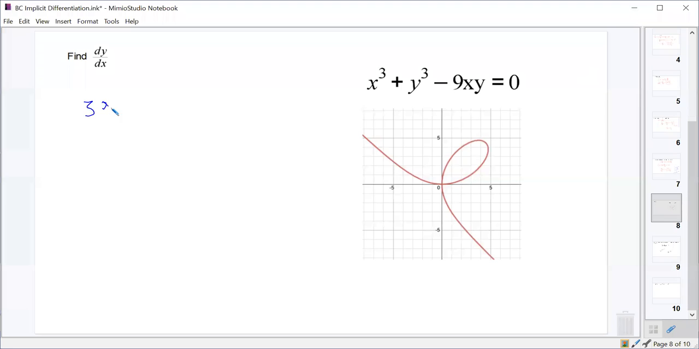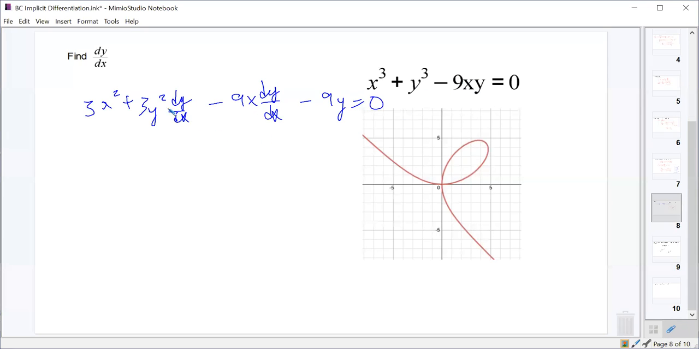Should get 3x squared plus 3y squared dy/dx, and then minus 9x times y. So I'm going to do this as minus 9x is one function and y is the other. So I'll say minus 9x dy/dx, and then minus 9y equals 0. And then all we've got to do is solve for our dy/dx.